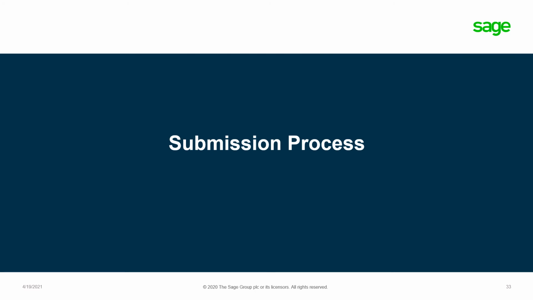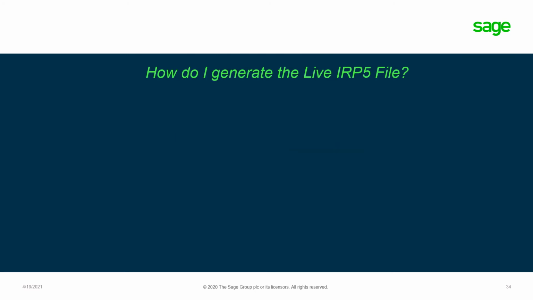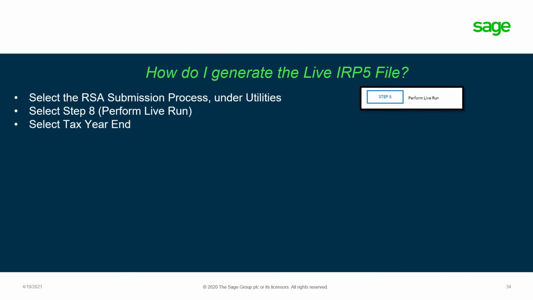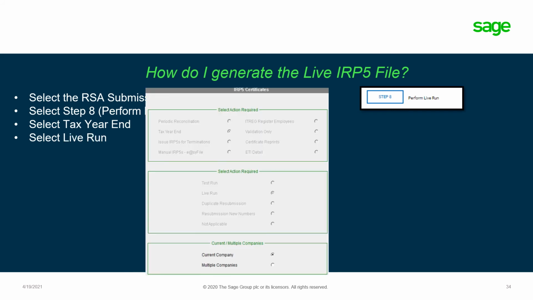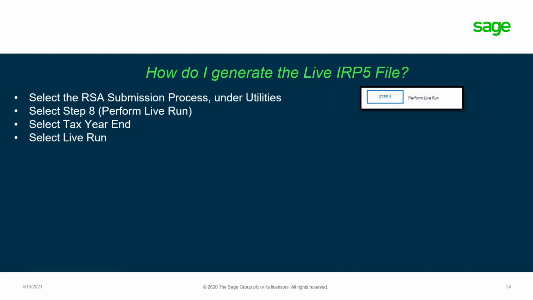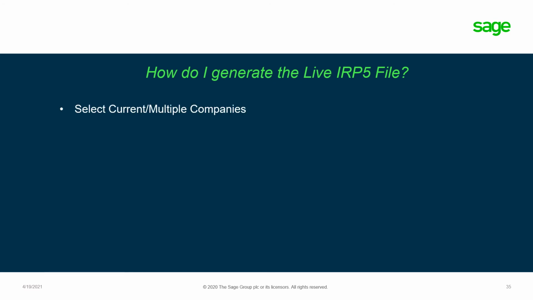We are moving now forward to the submission process. How do I generate a live IRP5 file? Select RSA Submission Process under Utilities. Select Step 8, Perform a Live Run. Select Tax Year End. Select Live Run. Select Current or Multiple Companies.